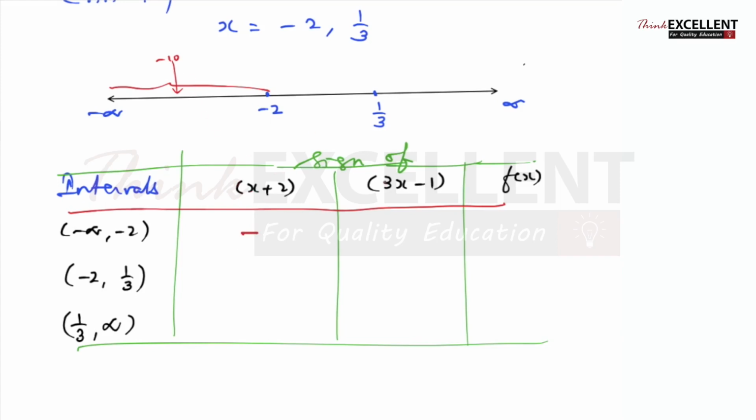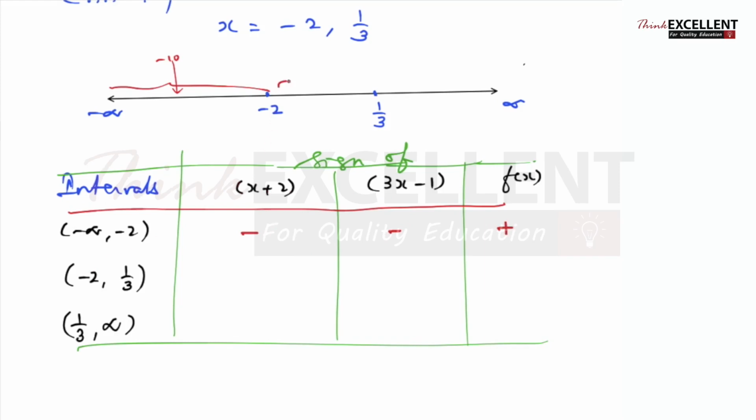Same minus 10, you substitute in the second factor 3x minus 1. For x you give minus 10. 3 into minus 10, minus 30, minus 1. It is negative. But now f(x) means the product of these two, x plus 2 into 3x minus 1. When you multiply minus into minus, it is positive.